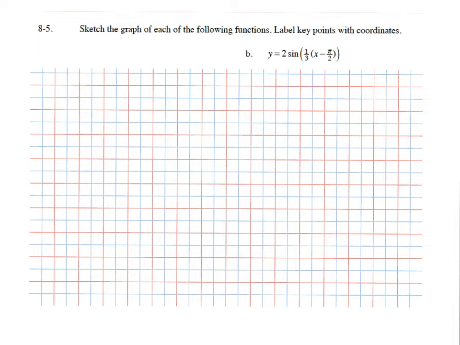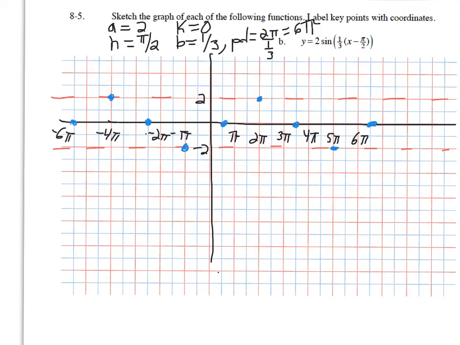We want you to do one. Pause this and then come back and check your work. Okay, welcome back. And taking this equation over here, A happens to be 2. Horizontal shift is pi over 2. There is no vertical shift. B is 1/3. So 2 pi divided by 1/3 gives us a period of 6 pi. I did all of that work before I started labeling my axes.